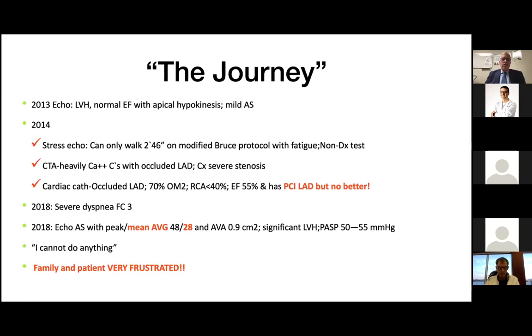And then we talk about what I call the journey. He showed LVH on his echo in 2013, 2014, and poor exercise capacity. CTA showed heavily calcified coronaries. Cath showed an occluded LAD and a critical lesion in the OM.